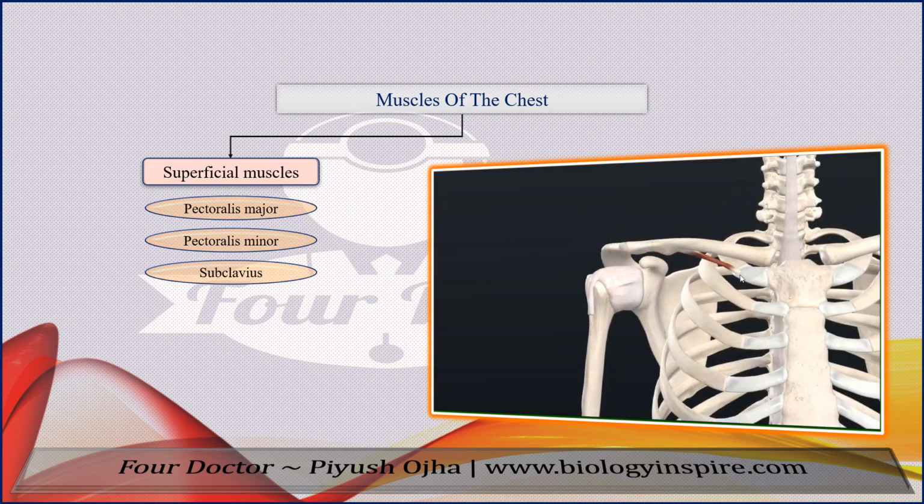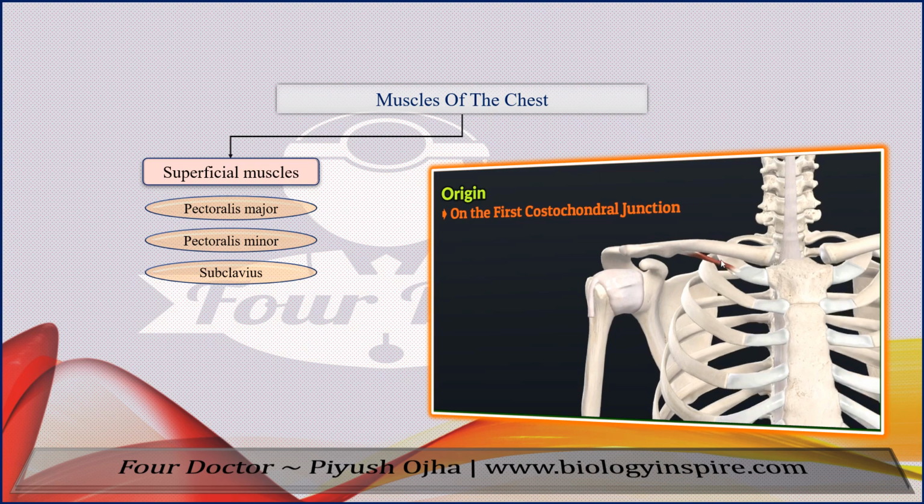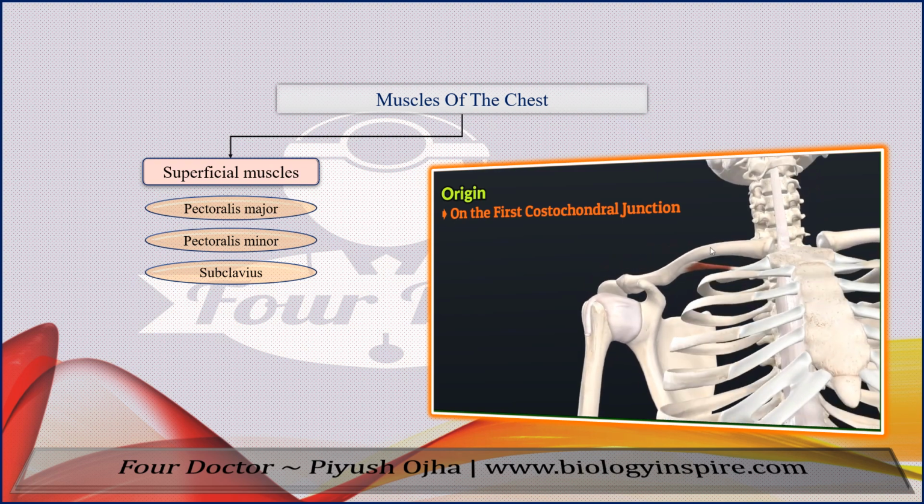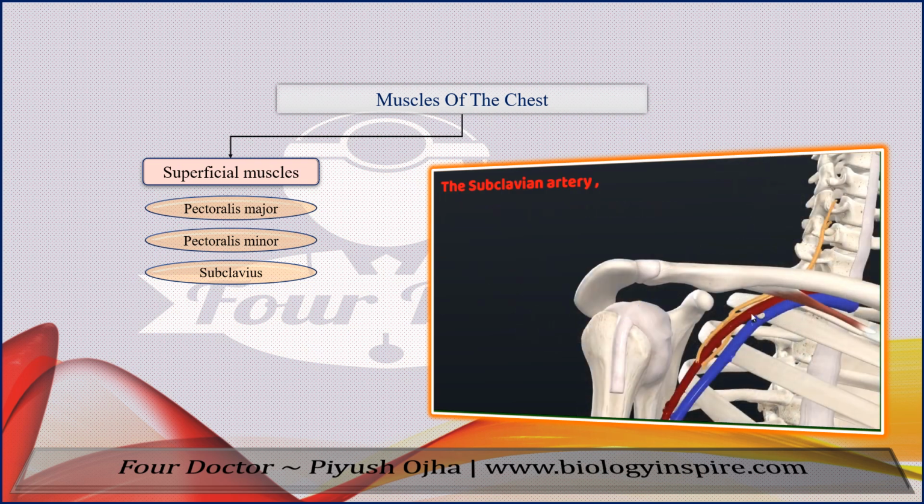So looking into the origin and the insertion of the subclavius muscle, this muscle originates here on the first costochondral junction, and then it goes upward and laterally to insert here in the subclavian groove on the inferior surface of the middle third of the clavicle. The subclavian artery, the subclavian vein, and the brachial plexus pass under the subclavius muscle.